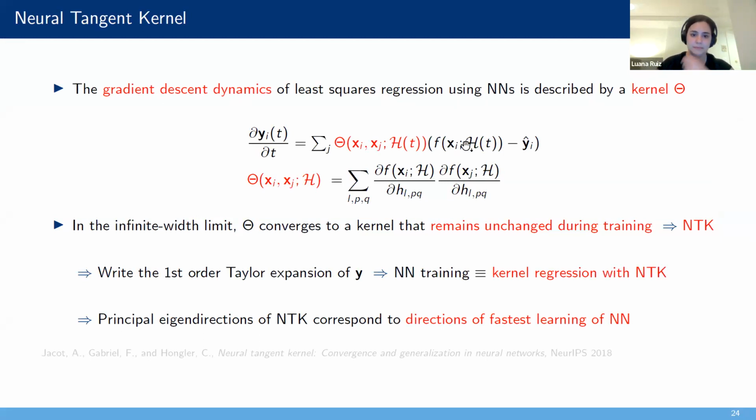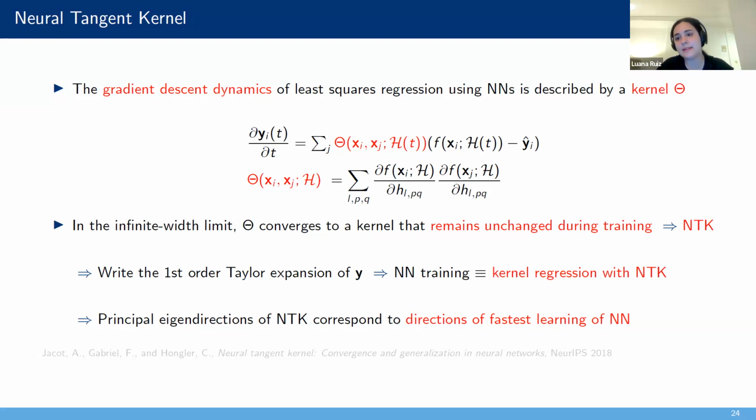And when we look at the time derivative of our neural network outputs, we see that this kernel in red arises, and that if we take the width of the neural network to the infinite width limit, this kernel theta converges to an operator that remains unchanged during training. So what this means in practice is that in the infinite width limit, the gradient descent dynamics of training the neural network is deterministic.